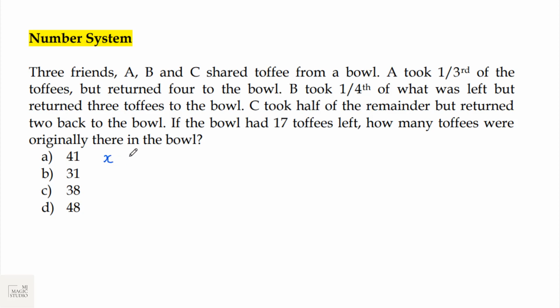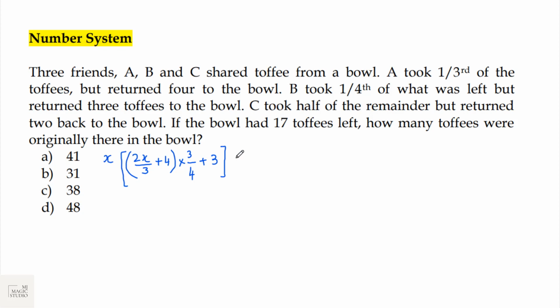Suppose X number of toffees were there. He took 1/3, that means remaining is 2x by 3, but he returned 4 to the bowl. So now remaining number of toffees in the bowl is 2x by 3 plus 4. B took 1/4 of what was left. That means now in the bowl we have 3/4 of this, but he returned 3 toffees to the bowl. Add 3 to it. This is now in the bowl.